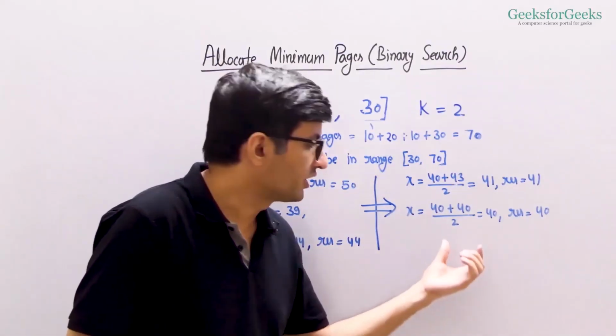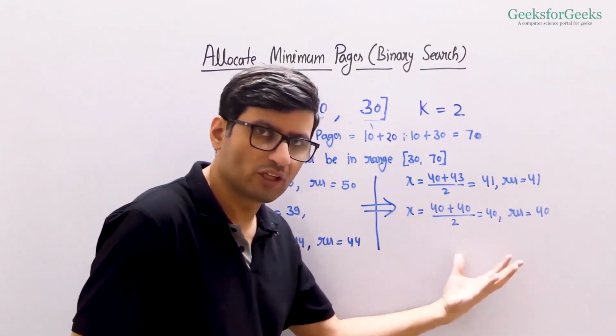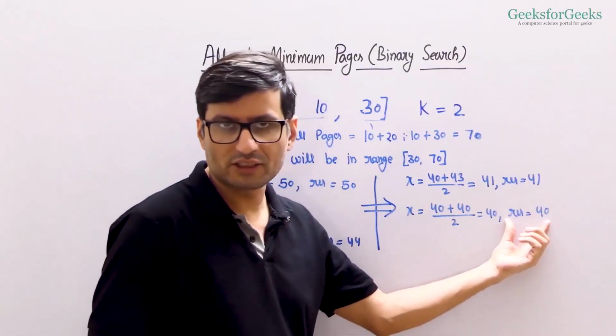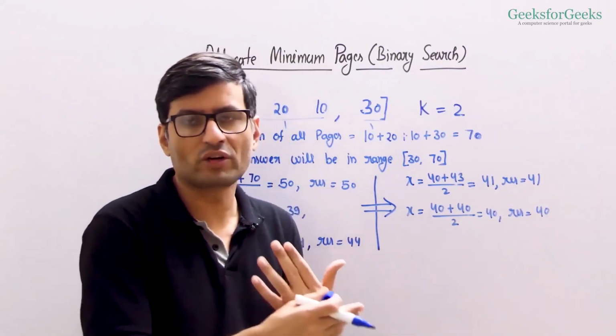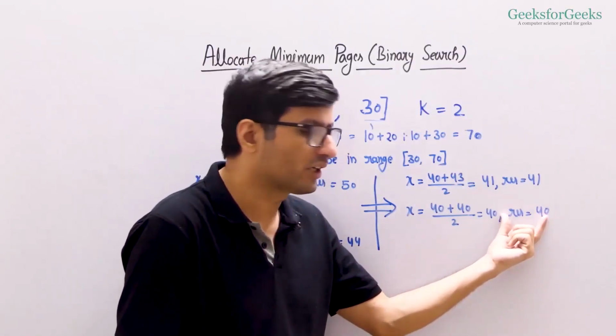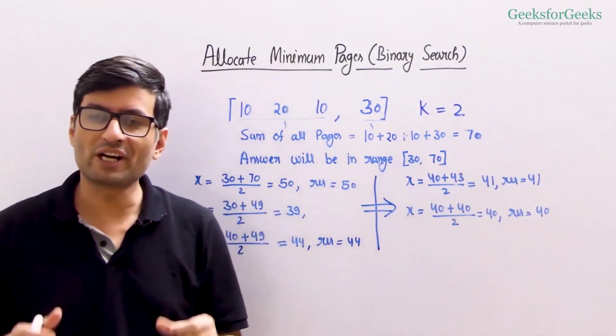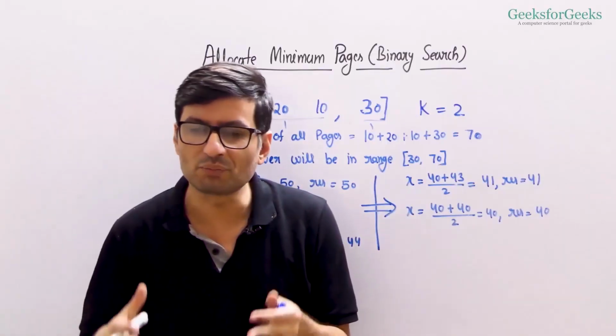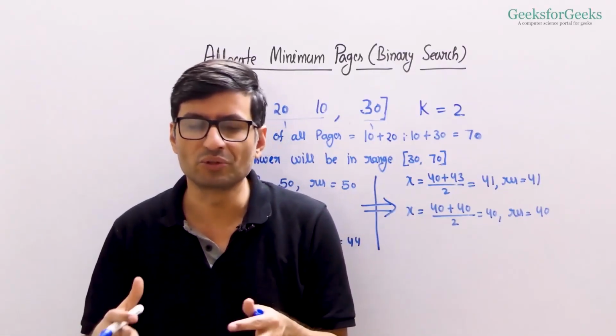Now our range is reduced to one element, and according to the logic, if we go to the left of this, left and right, or low and high, they will cross each other, right? So our binary search will stop, and at the end we'll return 40 as the answer. So you have a complete idea now. Please pause this video and write down the solution yourself.